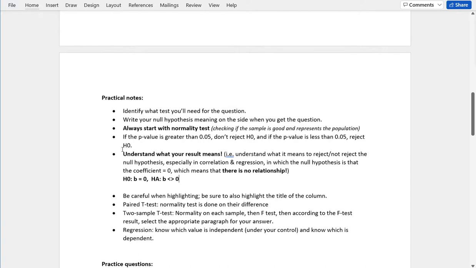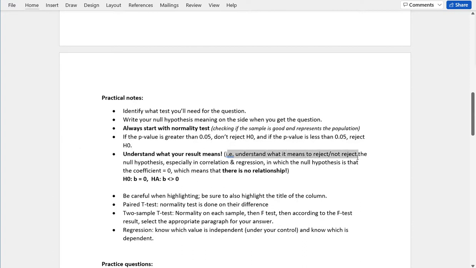So this was further elaboration on this point: understand what your results mean and write your null hypothesis meaning on the side, like I said, so that you don't end up doing everything correct and then end up interpreting your results wrong. This is a shameful, unfortunate mistake, and it is very avoidable if you just know what you're doing.